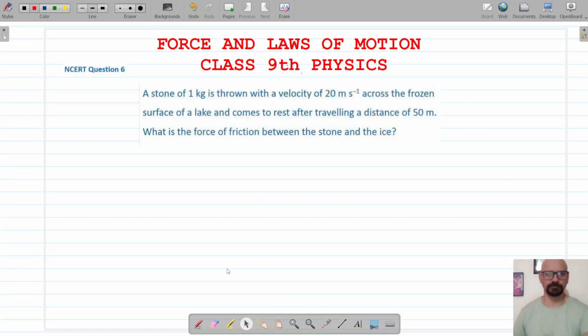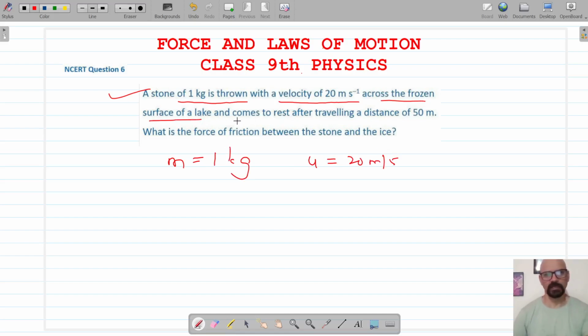Okay, for question number 6, it's given that a stone of 1 kg is thrown with a velocity of 20 meter per second. So mass of stone is 1 kg and initial velocity is 20 meter per second. It's thrown across the frozen surface of a lake and it comes to rest. So if it comes to rest, that means the final velocity is 0. After traveling a distance of 50 meters, the distance is 50 meter. We have to find the force of friction between the stone and the lake.